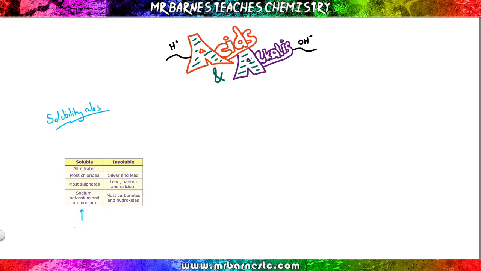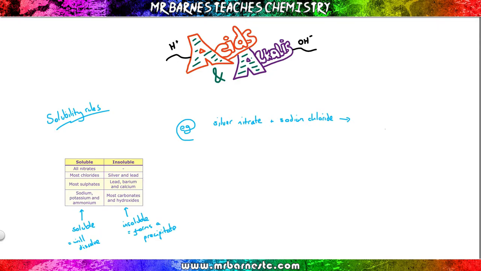So the first column here, they are all soluble, which means they will dissolve, they will not form a precipitate. The second column, they are insoluble, which means they will form a precipitate if they appear in your reaction. So if I take a reaction, let's take silver nitrate and sodium chloride. The first thing you'll be asked to do is figure out what the products are, and then tell me, is there going to be a precipitate or not?